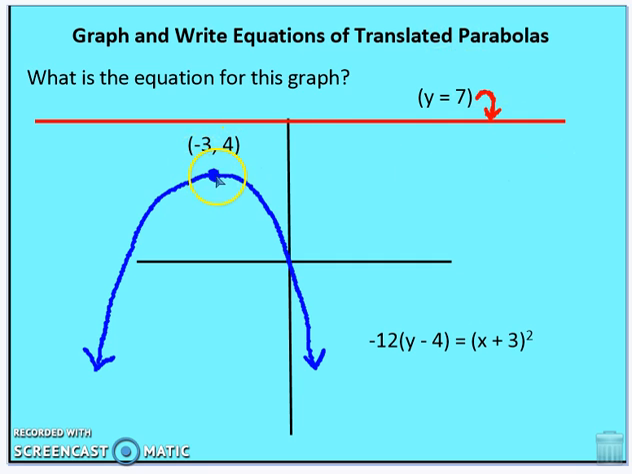Okay, you can see the distance from the focus to the directrix is going to be 3 units. You can see the parabola opens down, so it's going to be a negative value for p. So negative 3 times 4 is negative 12. My vertex is negative 3, 4. So you'll have negative 12 times y minus 4 is equal to x plus 3 squared.